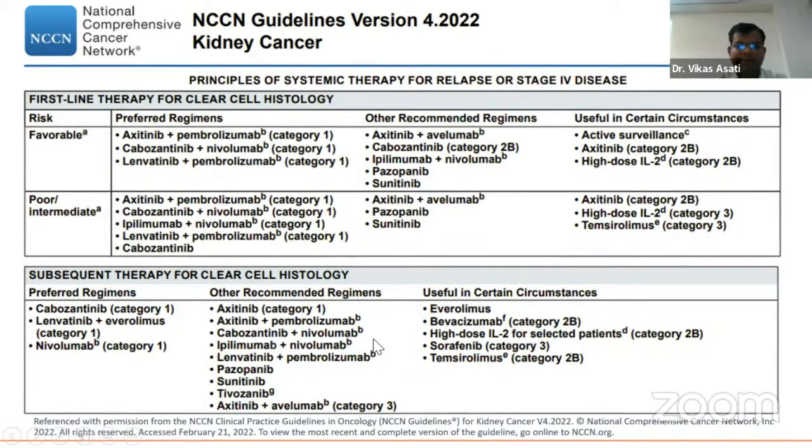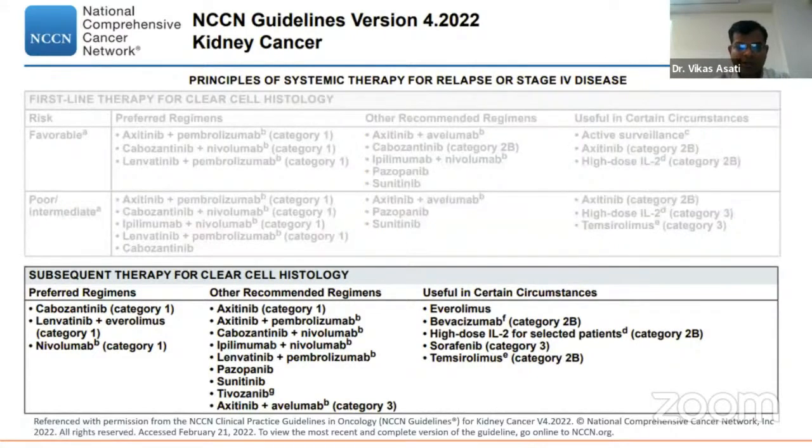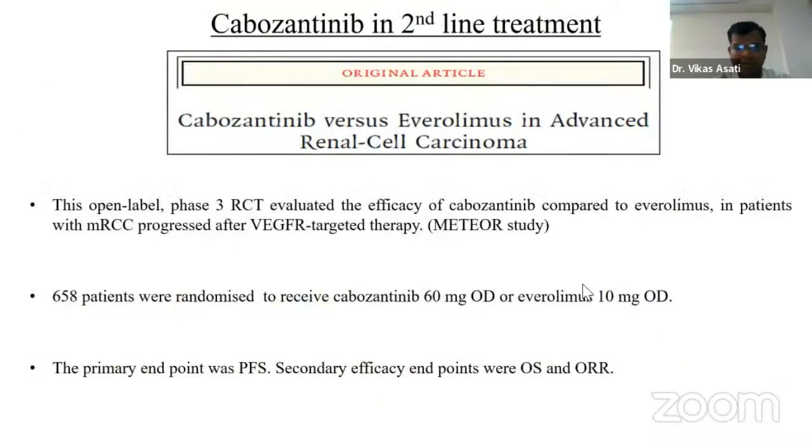Whatever the regimens that are approved, the combination of immunotherapy and TKI, or IO, can also be used in the second line setting. Although separate phase 3 trials in the second line setting may not be available, we have phase 2 data, and there is no reason why they should not benefit our patients in the second line setting, and we have data to prove that. So let us start with cabozantinib in the second line setting.